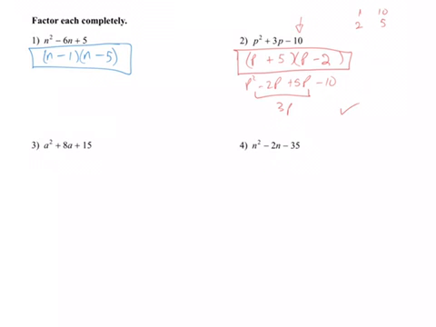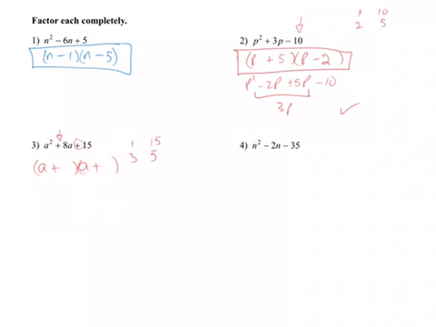Alright, number 3, notice these are both positive signs. So since that last one is a positive, I know both of them are going to be positive. I can go ahead and fill in my a's. And I need to find factors of 15 that add up to 8. So 1 and 15. 2 doesn't. 3 times 5. 4 doesn't. And that's all the different possibilities.